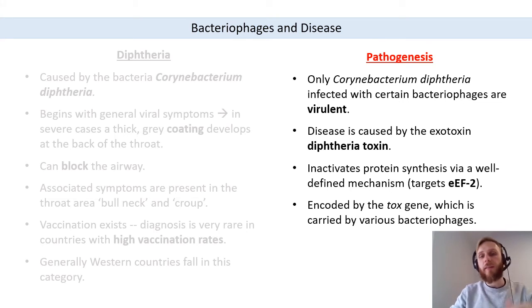And again, the same principles when we're thinking about pathogenesis. The bacteria is able to cause disease when it is lysogenized by a particular phage. This particular phage introduces diphtheria toxin into the bacterial genome, and diphtheria toxin is able to inhibit bacterial protein synthesis.